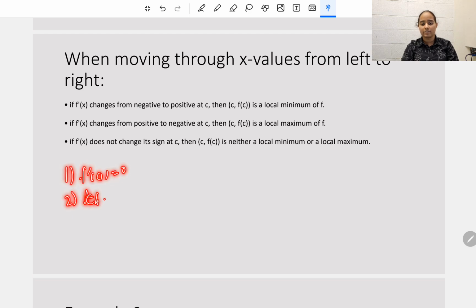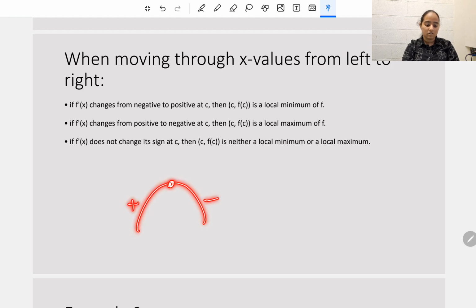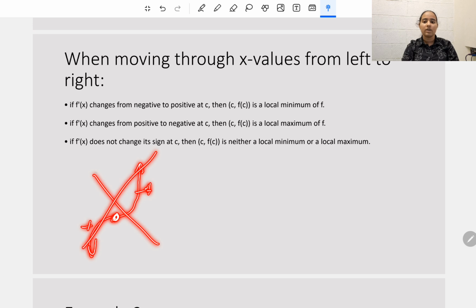So let's look at an example. If we have a function behavior something like this, we can see that the function is increasing and then decreasing. Therefore, this is a turning point. However, if a function behavior is something like this, we can see the function is increasing and then flat and then increasing. Therefore, it doesn't change sign. That means that this point is not a turning point. It's important to keep this in mind when we're looking at local maxima and local minima.